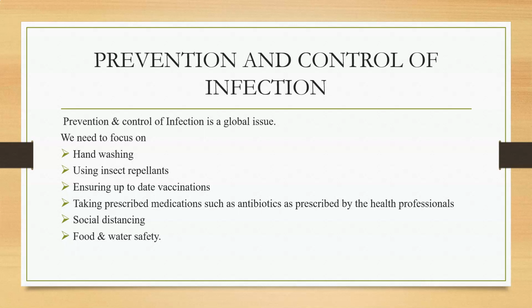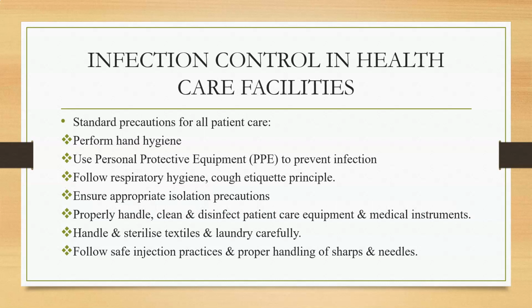As nurses and healthcare professionals, prevention and control of infection is our priority. How can we do it? We need to focus on frequent hand washing, using insect repellents, ensuring up-to-date vaccinations, and taking prescribed medications such as antibiotics as prescribed by the health professionals, the importance of social distancing, and food and water safety. For all these factors, nurses and healthcare professionals need to emphasize and educate the clients and the public for prevention and control of infection.